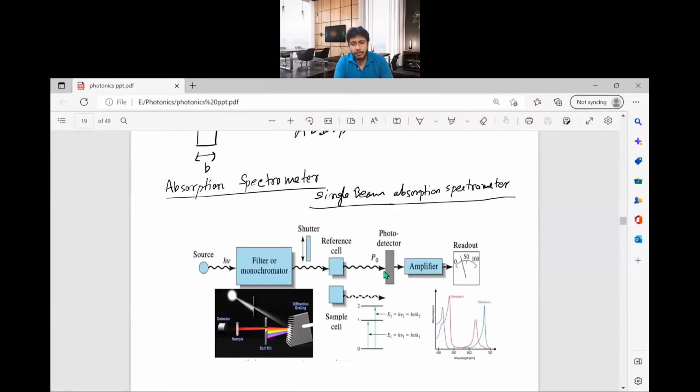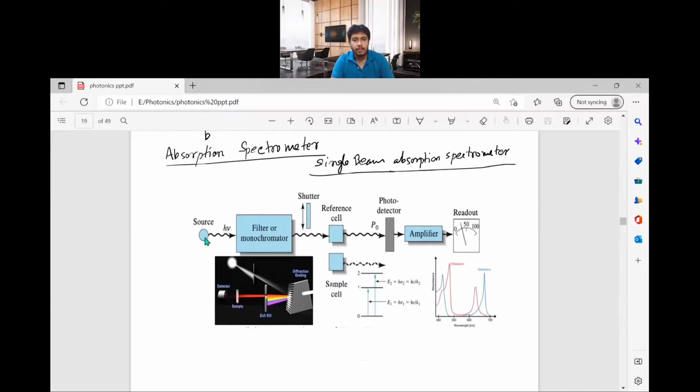So the absorption spectrum is measured with a spectrometer, which we have already discussed. This is a wavelength dependent property of any material that we can check here. There are two types of absorption spectrometer. One is the single beam absorption spectrometer, where there is a source of light and a filter that makes the light monochromatic. So this is the reference cell.